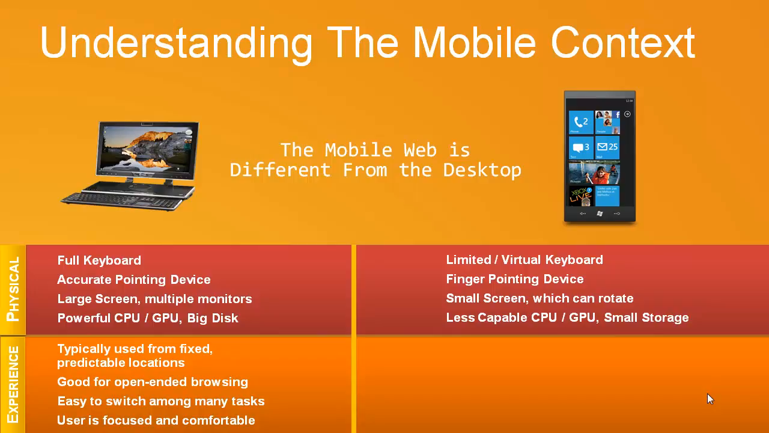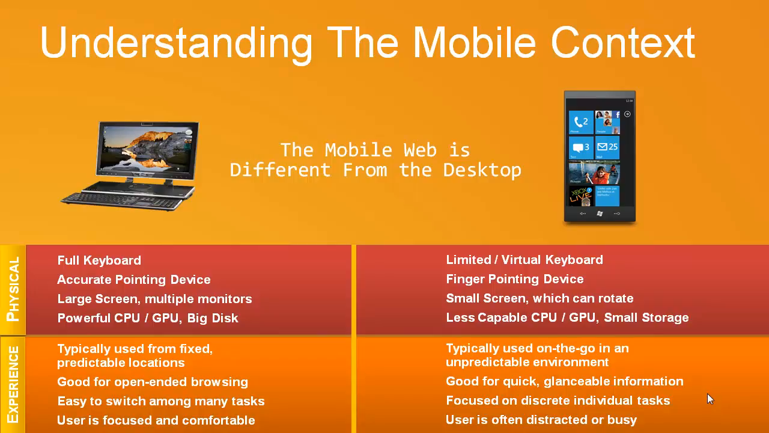Most of the time he's going to be seated at a comfortable place, and he's going to be focusing on the content. Whereas on the mobile, you're going to be on the run. Now, if we put this in contrast, mobiles are typically used on the go in unpredictable environments. We don't know if it is going to be crowded, if it is going to be noisy, we don't know if it is going to be under the sun or late at night.